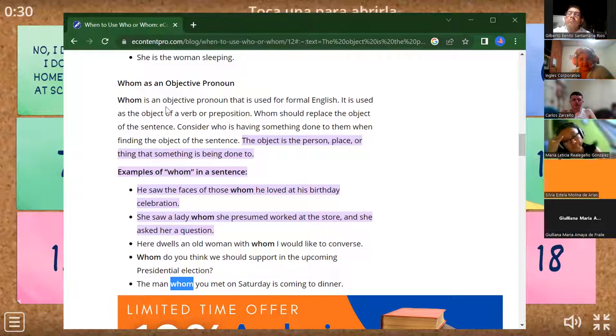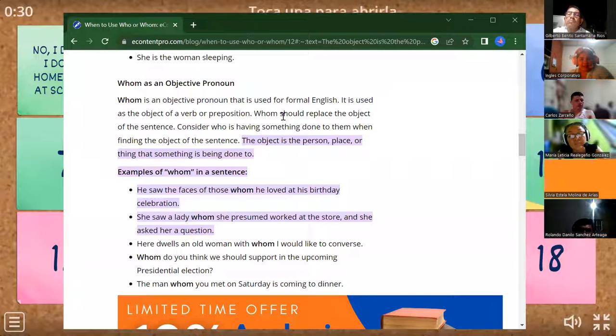Is coming for dinner. Viene por la cena. Por la cena, it's coming to dinner, yes. Okay. It says whom is an objective pronoun that is used for formal English. It is used as an object of a verb or preposition. Whom should replace the object of the sentence. Ah, okay, it's replacing the object of the sentence, right? It is not mentioning the man again, porque este lo repone acá, okay?